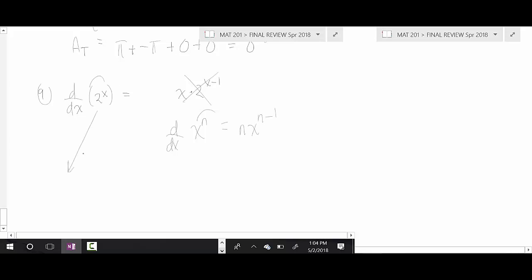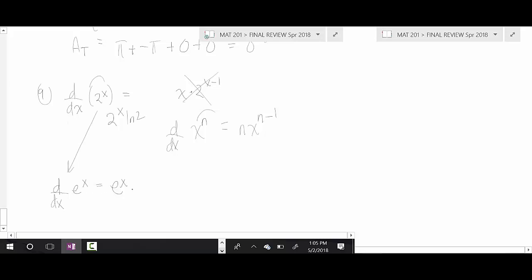Now, the way I look at this problem is like this. By now, everybody's got this down, I know for a fact. The derivative of e to the x is e to the x, right? This is almost the same. Instead of e to the x, it's 2 to the x. So do you remember what the answer is? Itself, and then one other thing: ln of 2.